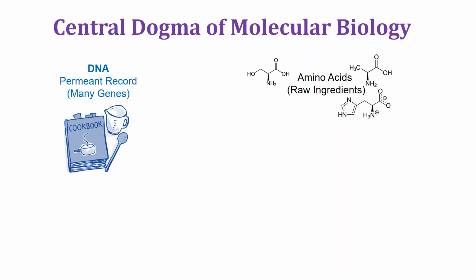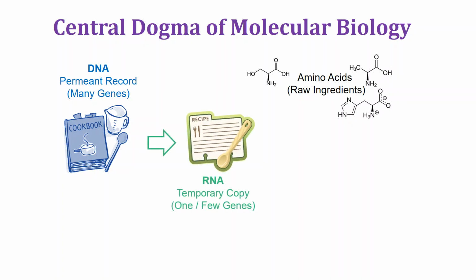Just as a chef is not simultaneously cooking every dish in a cookbook, in the cell, the DNA recipes, or genes, will first be transcribed or copied into a similar chemical known as RNA. Whatever the working recipes or the proteins that are needed at the moment will be expressed first through this transcription step.